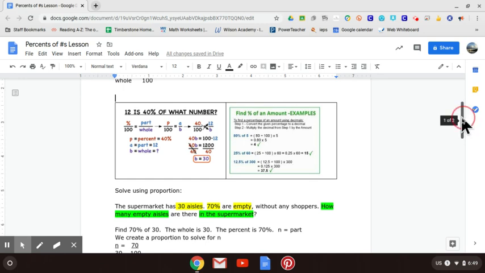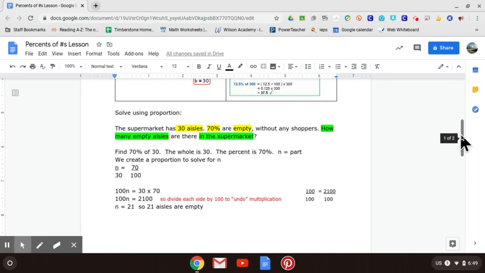If I'm using my proportion, I want to find 70% of 30, because that's what we're talking about here: 70% of the 30 aisles, right? So my whole here is 30. My percent is 70. And my N is equal to my part. That's what I'm looking for. So I defined what I know and what I'm looking for, and we're going to create our proportion.